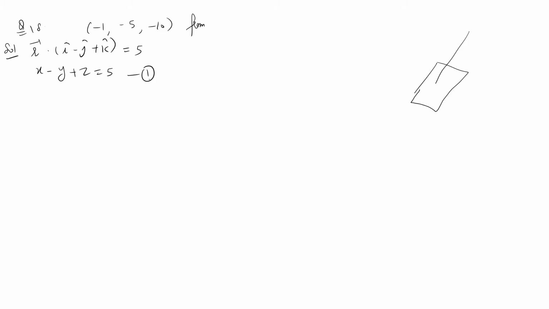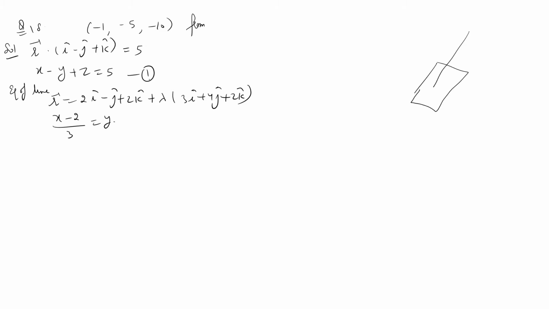Suppose this is the line, and its equation is given as r = 2i − j + 2k + λ(3i + 4j + 2k). In Cartesian form it can be written as (x − 2)/3 = (y + 1)/4 = (z − 2)/2. We can equate it to k, because I know that line and plane must be intersecting at a point. So I need that point.